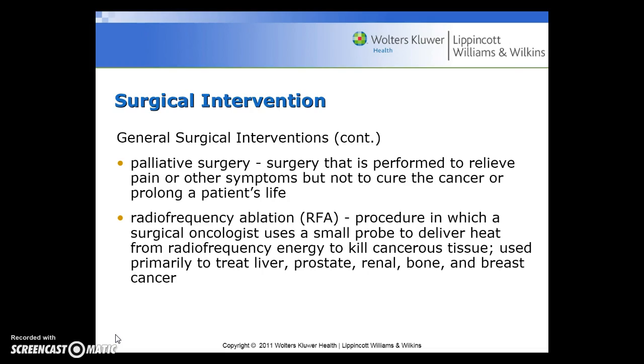Palliative surgery, surgery that's performed to relieve pain or other symptoms but won't cure the cancer or prolong a patient's life. An RFA, or a radiofrequency ablation, is the procedure in which the surgical oncologist uses a small probe and it delivers heat from radiofrequency energy and it kills cancerous tissue. And it's typically used for liver, prostate, renal, bone, and breast cancers.